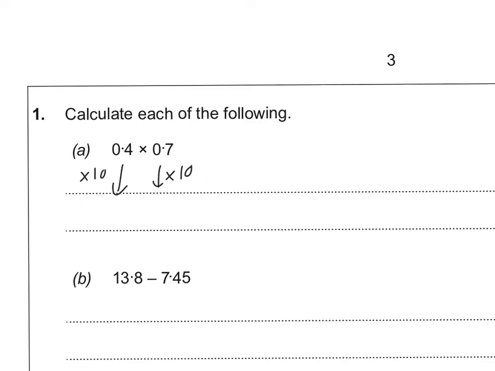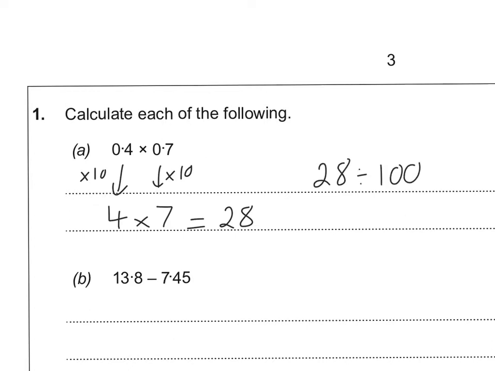use your place value, your powers of 10, to make the numbers whole numbers. So we've got 4 times 7. Now 4 times 7 is 28. However, 28 isn't our answer here. We need to consider the fact that we've multiplied both numbers by 10. Therefore, we need to do 28 divided by 100.